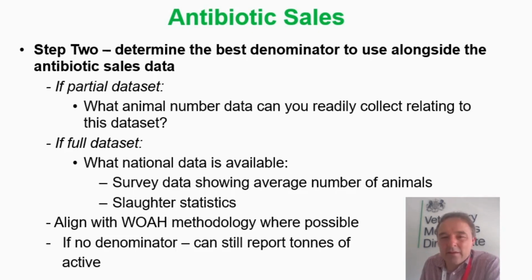However, having said that, if you cannot get the animal number data, you cannot get the denominator data, then still collect the volume data. It's still useful to report volume of active ingredients, for example, in tons of active ingredient. That's still a useful thing to monitor, and you can still use that to monitor trends. So if you can't get the animal number data, I'd still collect the sales data.